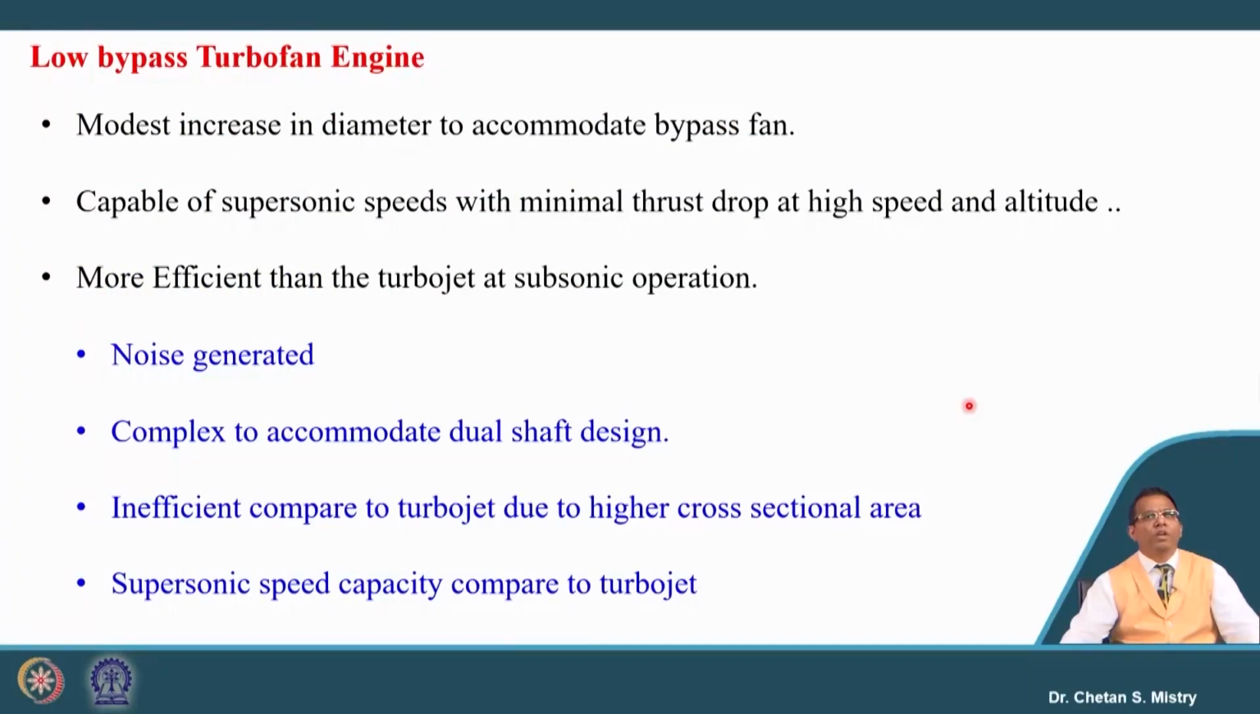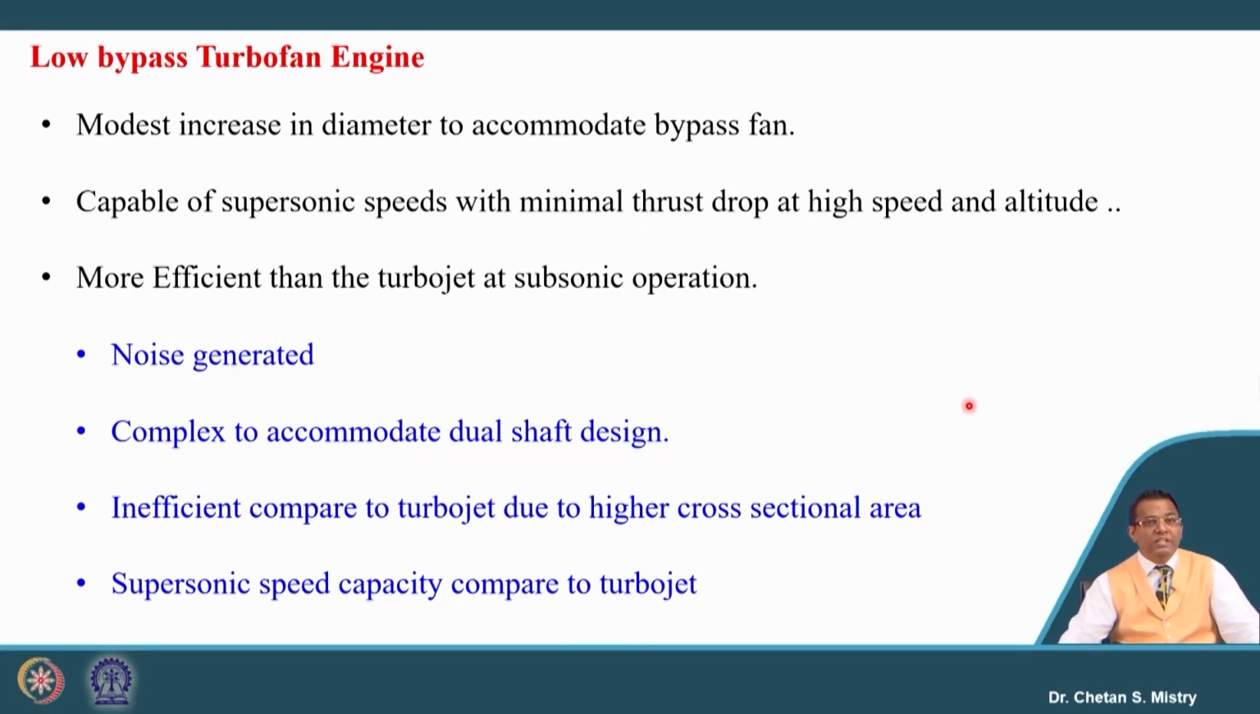Overall, if you try to look at it, we are modestly increasing the diameter compared to the turbojet engine in order to accommodate our bypass fan. This has the capability to fly at supersonic speed with minimum thrust drop at high speed and altitude. They are more efficient than the turbojet engine when operating at subsonic conditions, and that has led to the attraction towards the low bypass ratio turbofan engine compared to the turbojet engine.